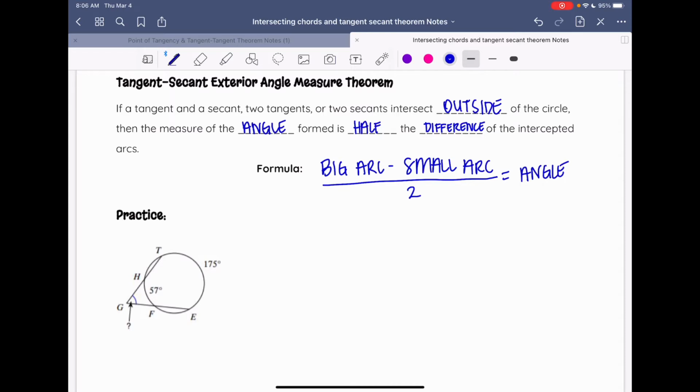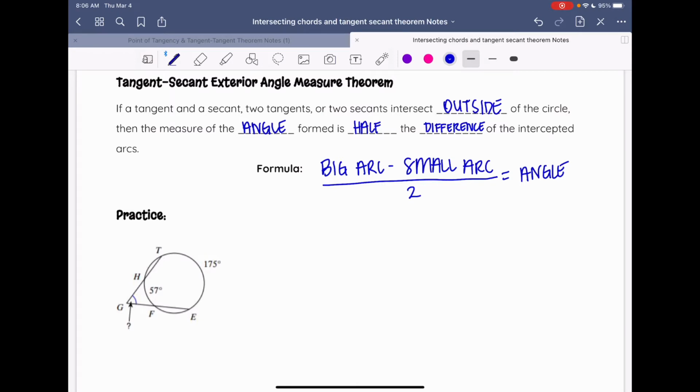Remember, tangents and secants are lines that touch their circle either one time if you're a tangent, or two times if you're a secant. Basically, if a tangent and a secant, two tangents, or two secants intersect outside our circle, then the measure of the angle formed is half of the difference of the intercepted arcs.